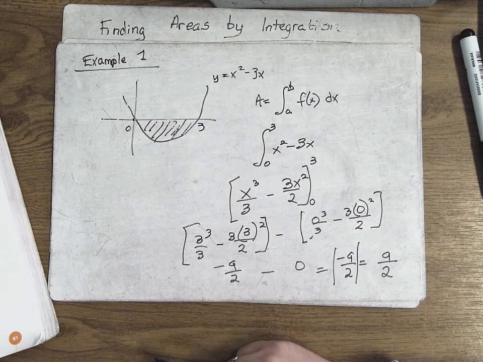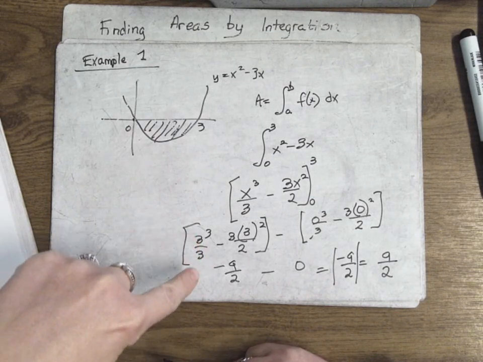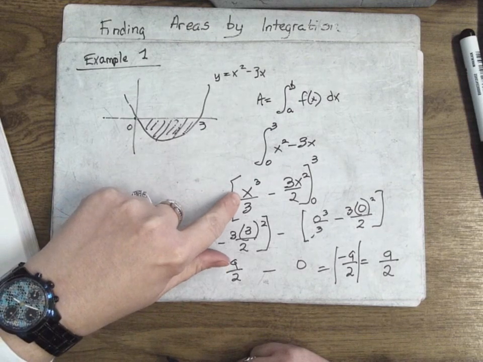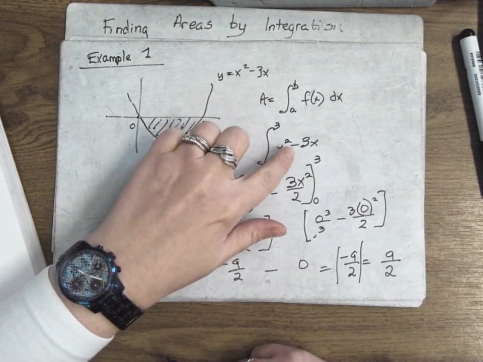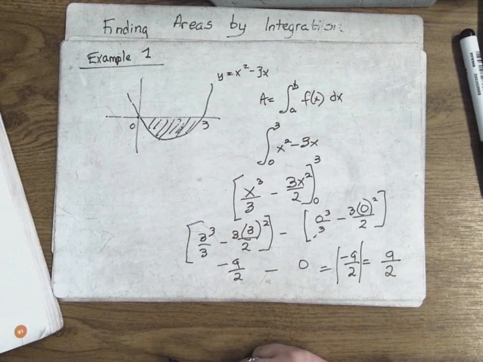Why did you put the first line arbitrary? Here, I integrated, increase the power by 1, divide by the new power. Yeah. Okay?